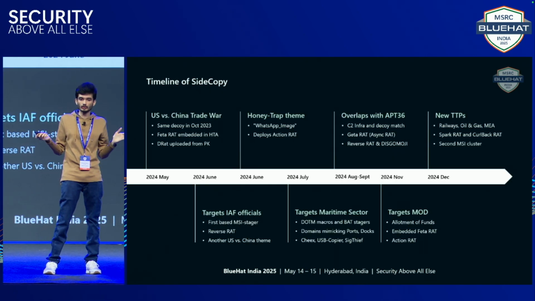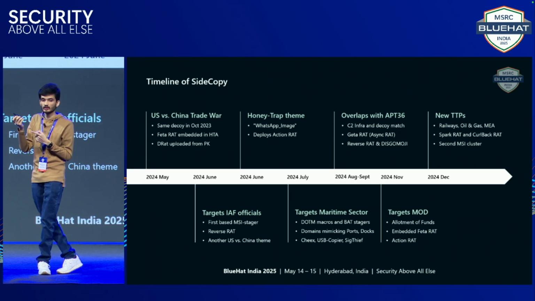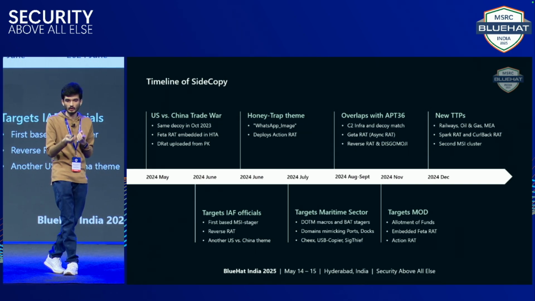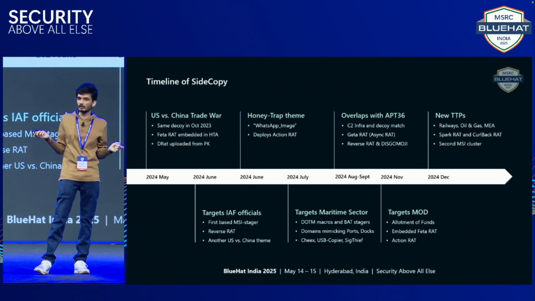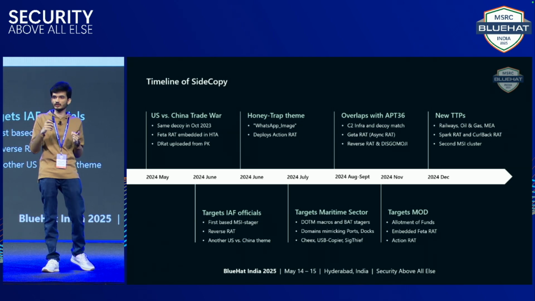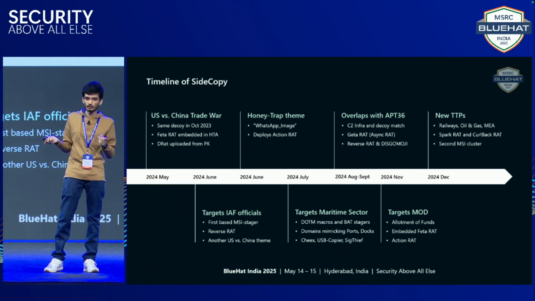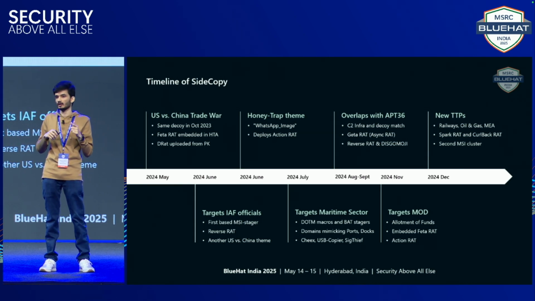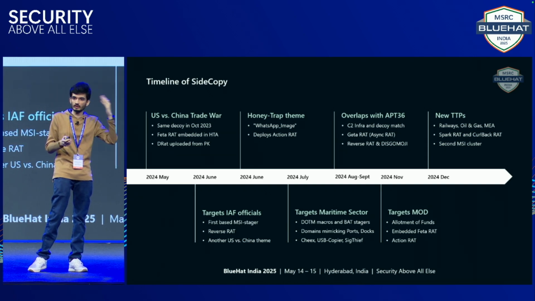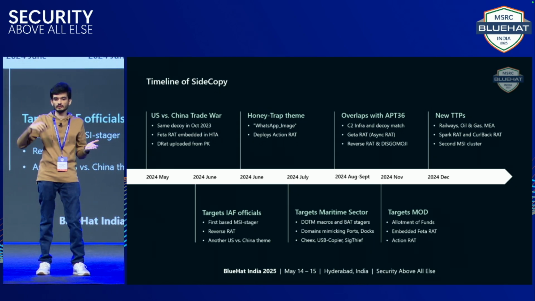So finally, coming to the newer timeline, specifically 2024, we saw that since 2024 itself, it has started to target and use lures related to the US versus China trade war with the same decoys and newer payloads like FetaRat. And in June, it started to target the IAF officials with the first MSI-based stager that we saw, to target the Maritime sector. And then in June 2024, it used honey trap themes, where WhatsApp-based images were circulated. It was made very popular in the news, where even officials got arrested for using these specific lures and sharing intelligence data with these agents.